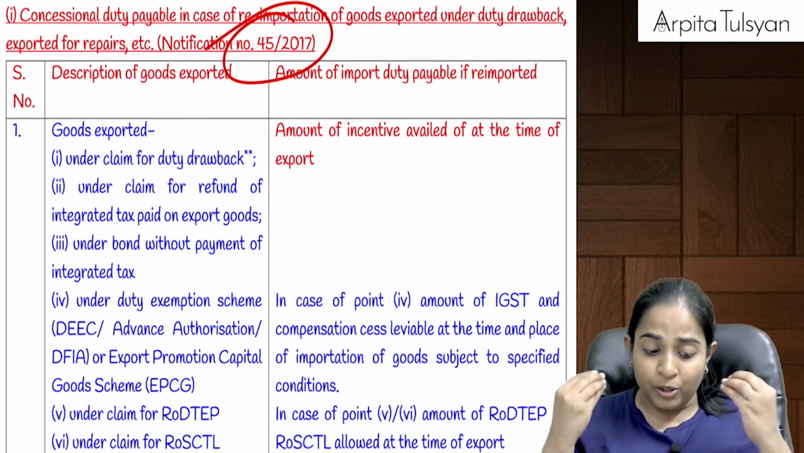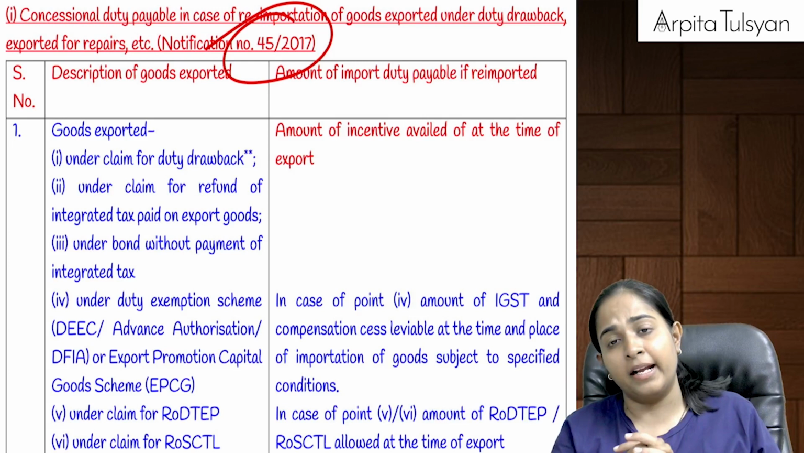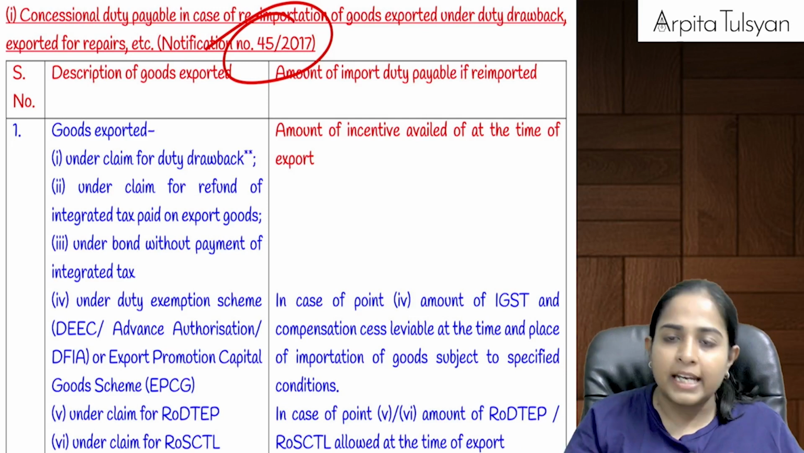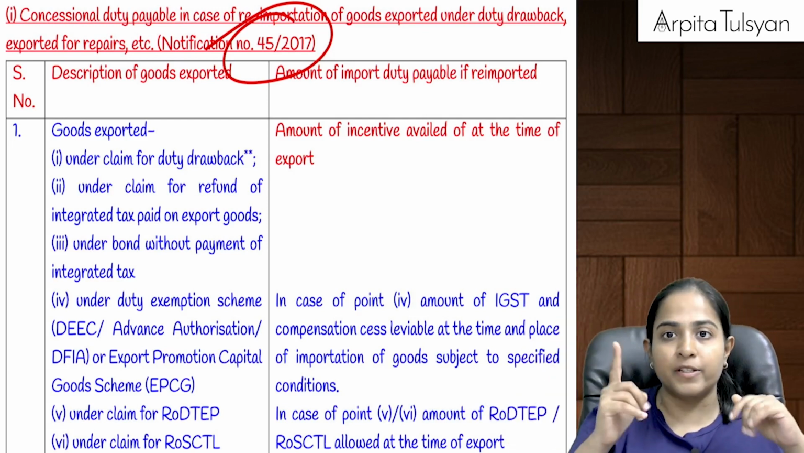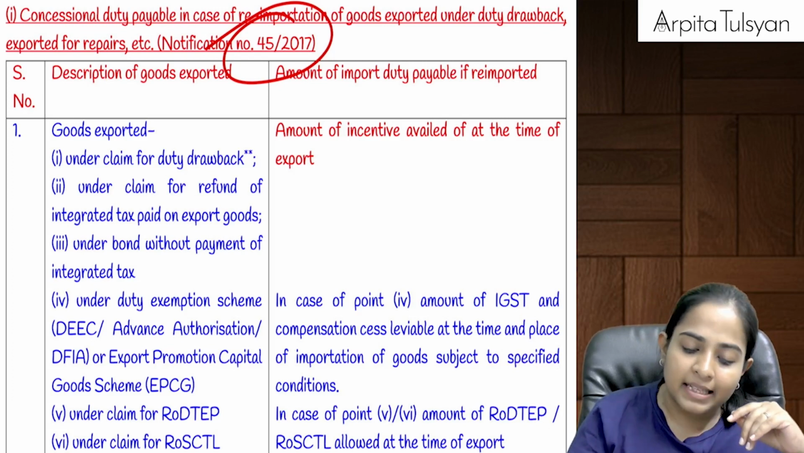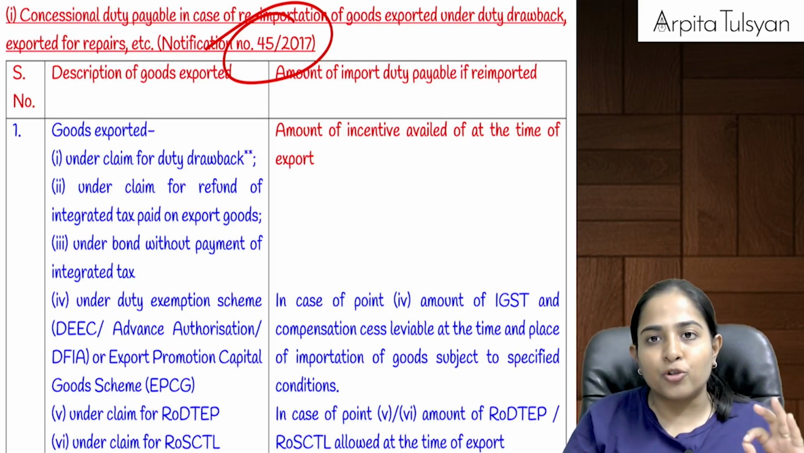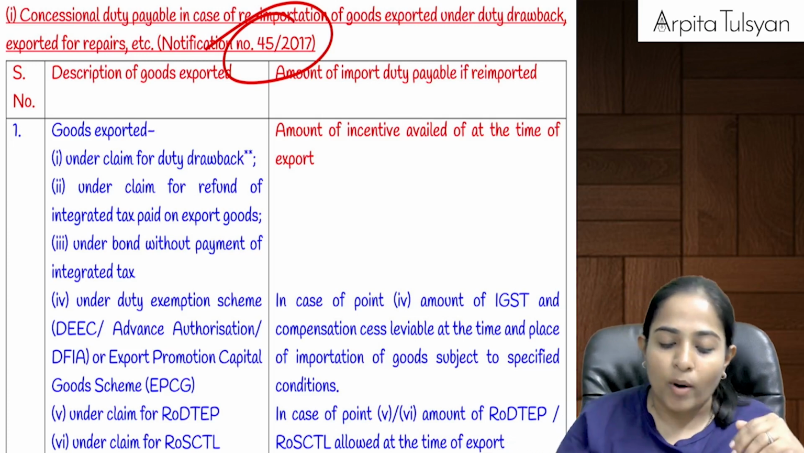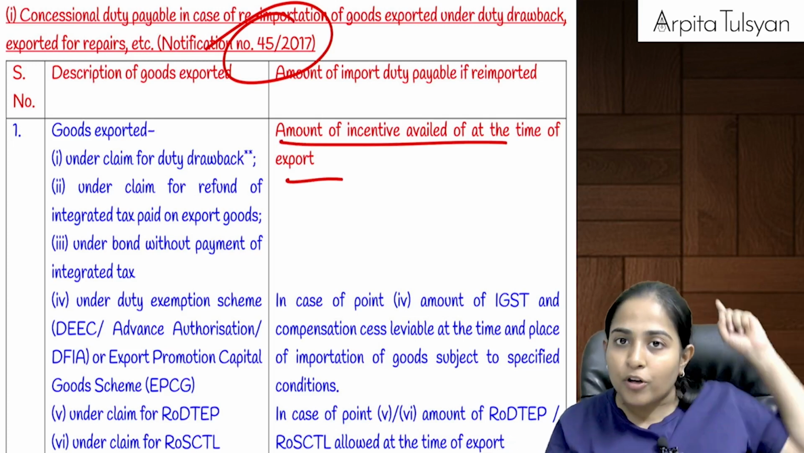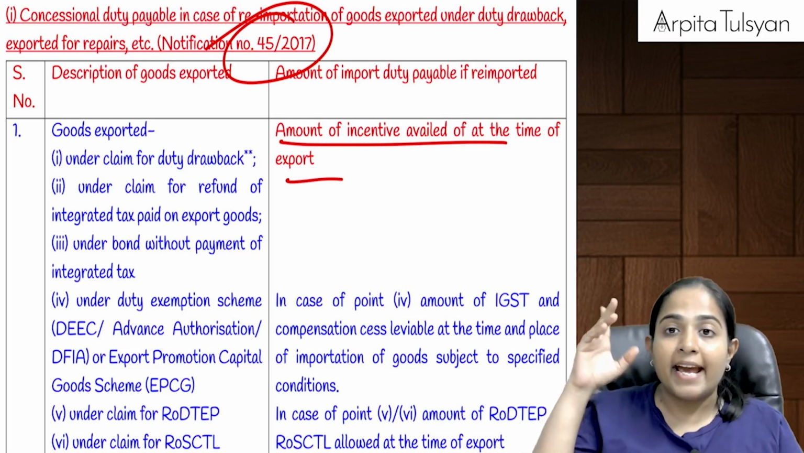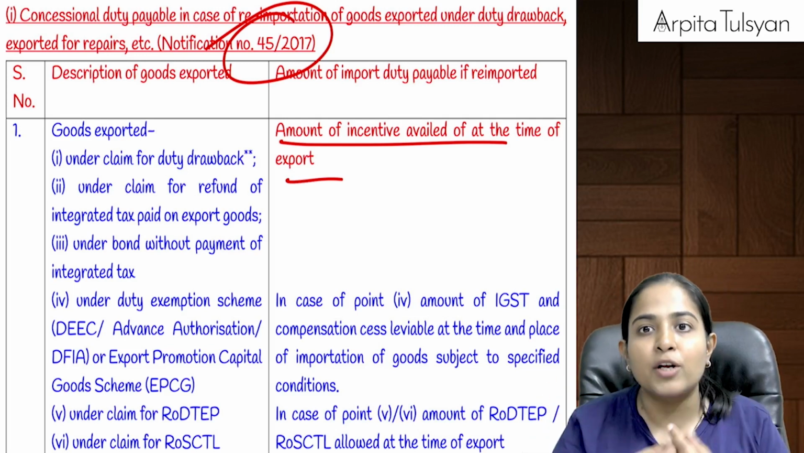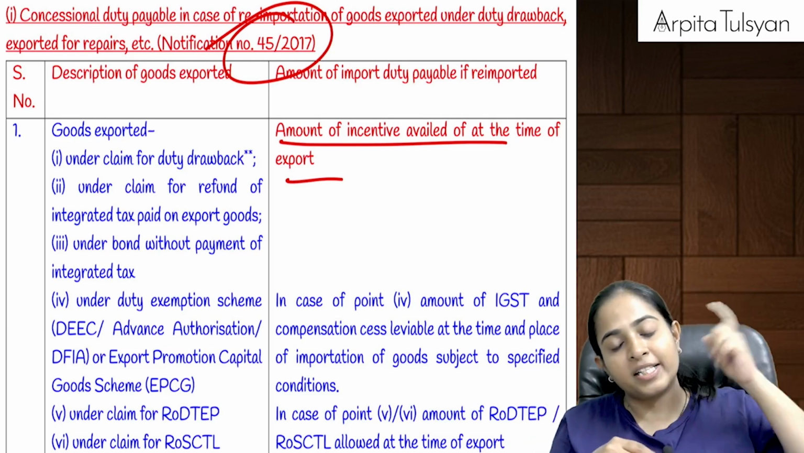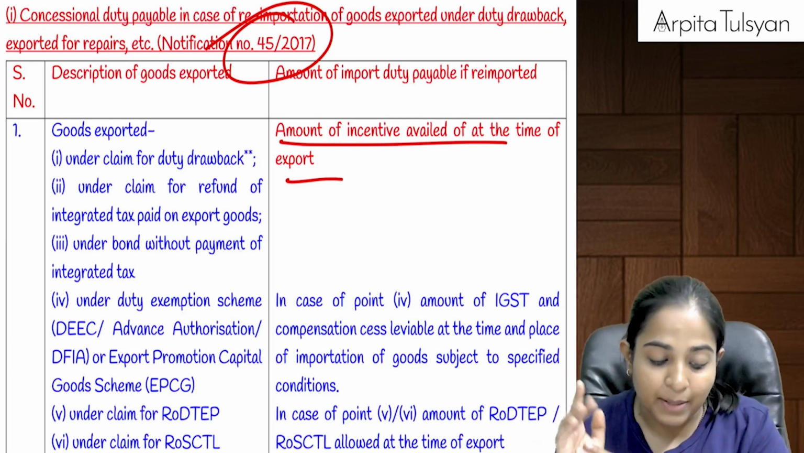Now, under 45/2017, they are saying that suppose you had exported the goods under duty drawback, or under refund of IGST paid on export of goods, or under bond or LUT, and you are re-importing the same goods back into the country, then what amount are you supposed to pay? At the time of import, you need not pay the total import duty. You are required to pay only the amount of incentive you had availed at the time of export. Whatever amount of duty drawback you had availed, or whatever IGST you paid and took a refund of, that was the benefit you got at the time of export. That amount you now have to pay to the government at the time of re-import.